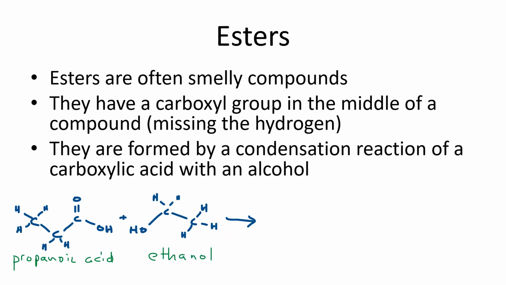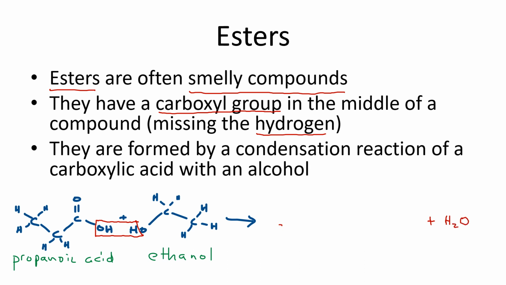So our next group we're going to look at here are the esters. They're the ones that are often found in smelly compounds or flavorings or scents that are made artificially or naturally. They have a carboxyl group, but it's in the middle of a chain, and they're attached where the hydrogen was. The way that it works is a condensation reaction, just like when we made the ethers. What you're going to do is remove the water, and you're going to end up with an ester.